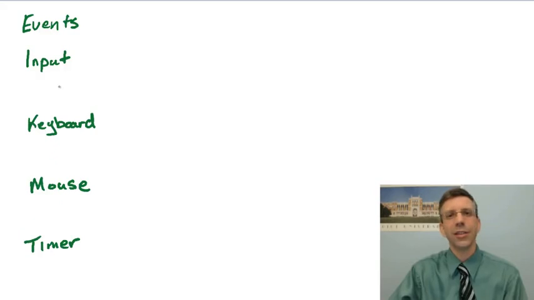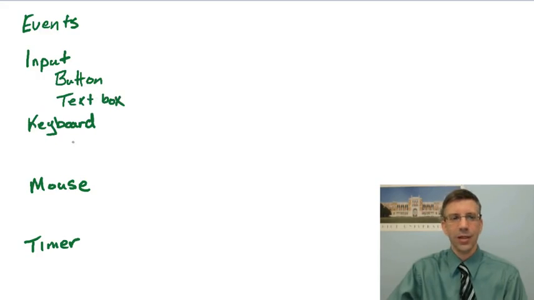And in these categories, there's actually some subcategories. The types of input events might be something like a button or a text box input. Types of keyboard events you might see are key down events or key up events when you release the key.